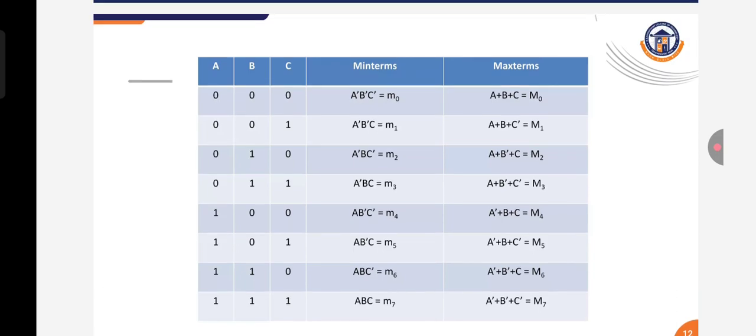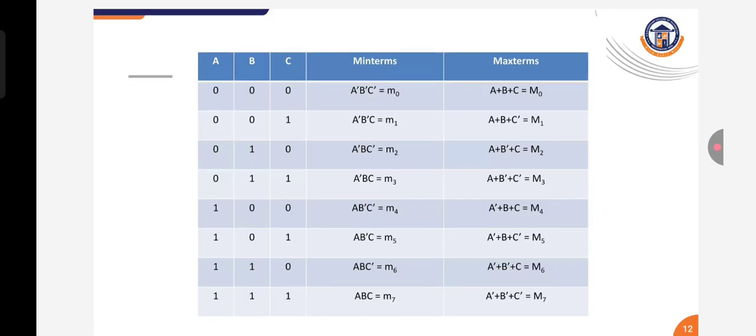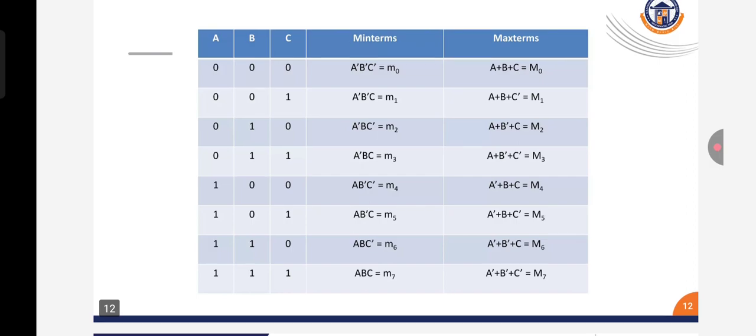Now consider the 3 variables a, b, c and see the corresponding minterms and maxterms in this table. For the 3 variables there are 8 combinations: 0 0 0, 0 0 1, 0 1 0, 0 1 1, 1 0 0, 1 0 1, 1 1 0, 1 1 1. Now the corresponding minterms and maxterms for each combination. For 0 0 0, the minterm is a'b'c' and the maxterm is a plus b plus c. For 0 0 1, the minterm is a'b'c and the maxterm is a plus b plus c'.